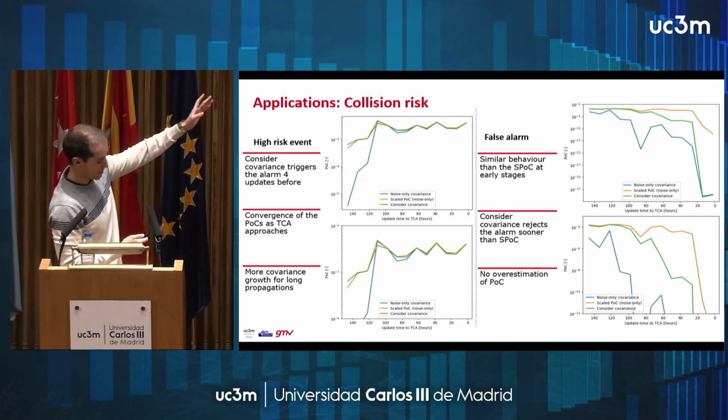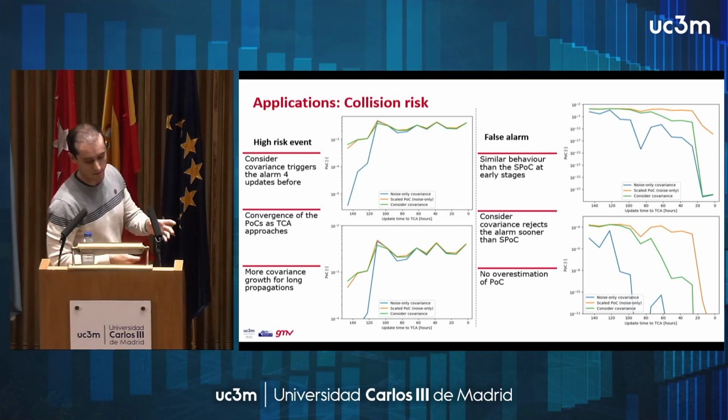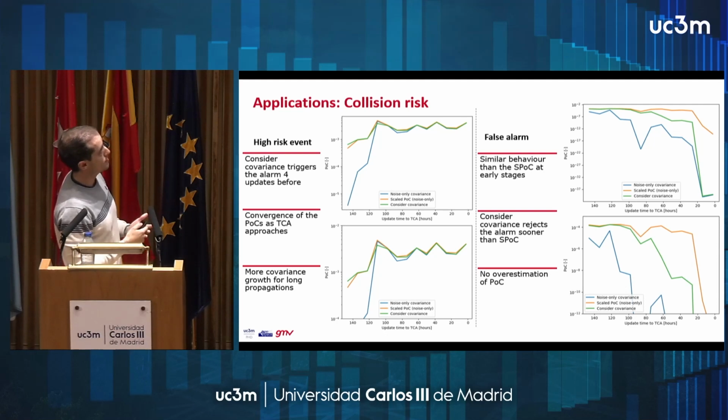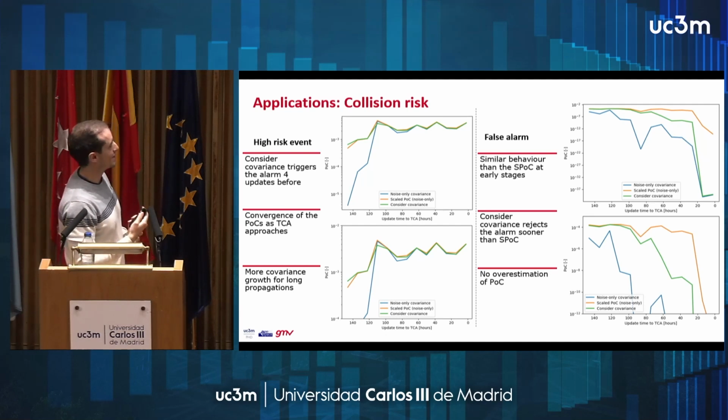So what I'm showing here is a comparison of the probability of collision here at the left with the time to TCA. This is the time to the closest approach. Operationally, something above 10 to the minus 4 is considered a warning. Above 10 to the power of minus 3, it's a serious warning. And here I'm showing you two different cases, one high risk event and one false alarm event.